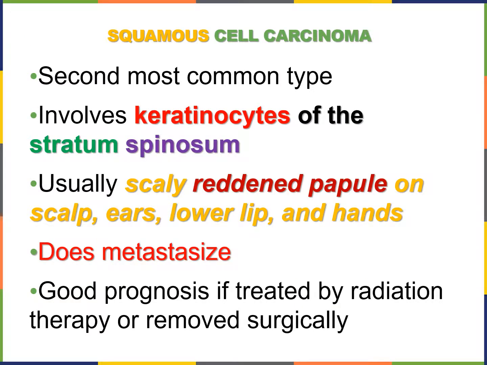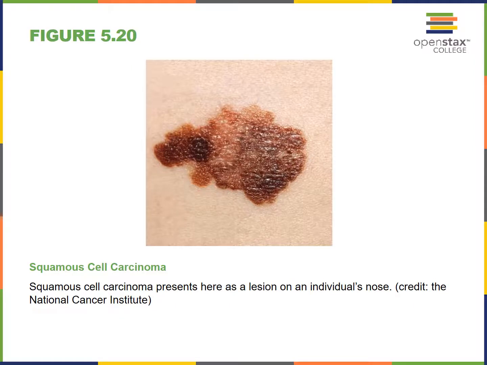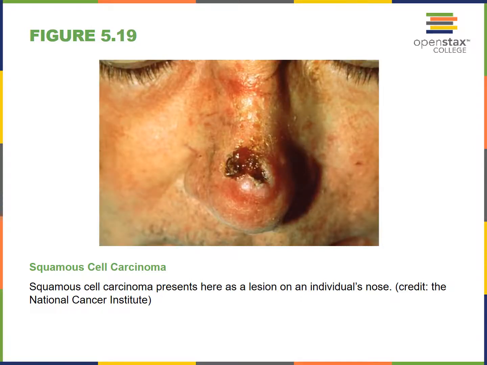Squamous cell carcinoma, the second most common type, involves the keratinocytes of the stratum spinosum. It usually gives us a scaly, reddened papule on the scalp, ears, lower lips, and hands. It does metastasize, but it still has a very good prognosis if treated early by radiation therapy or surgical removal. So here's a view of a squamous cell carcinoma. This was on a person's nose. Here it is on the nose again. And definitely this person has waited way too long to let it get to this condition.